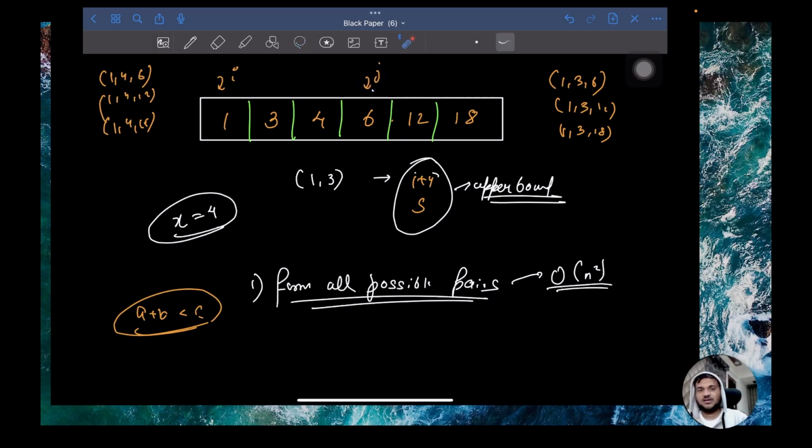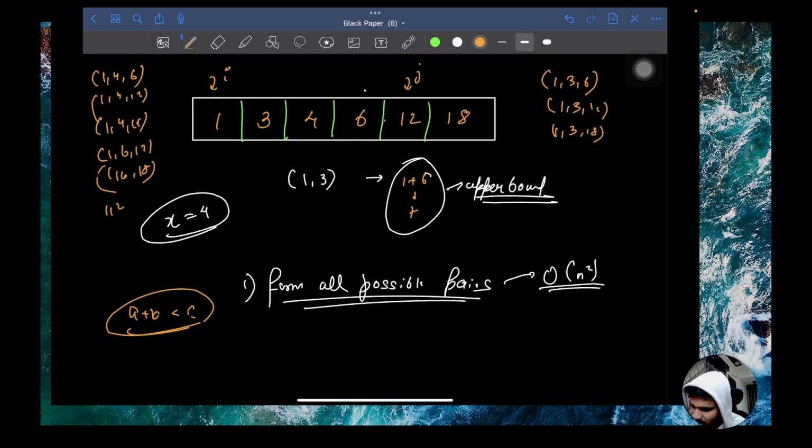Let's move forward with j to be here. 1 plus 6, which is 7. Upper bound of 7 is this. So 1, 6, 12 will be one pair, and 1, 6, 18 will be one pair. So 2 more pairs you found. Next element 12. 12 plus 1 is 13. So 1, 12, 18, because the upper bound is going to be 18, right? That's it. You don't need to go here.